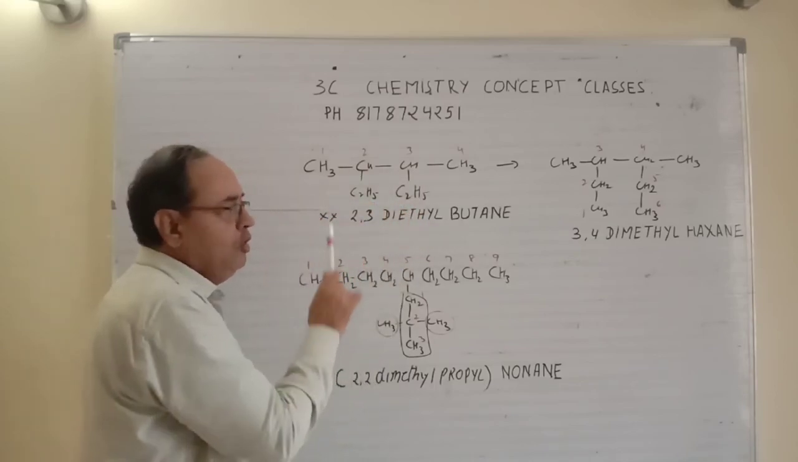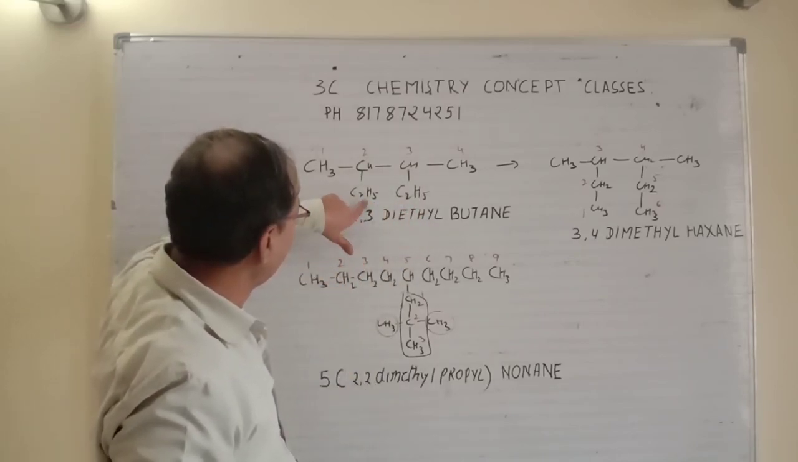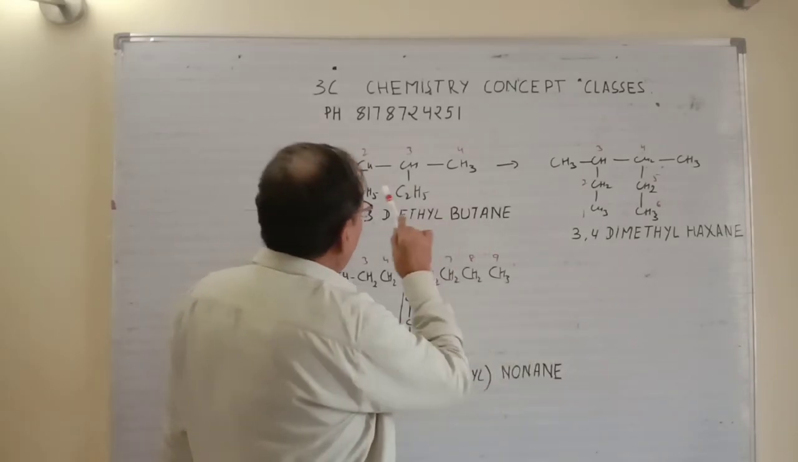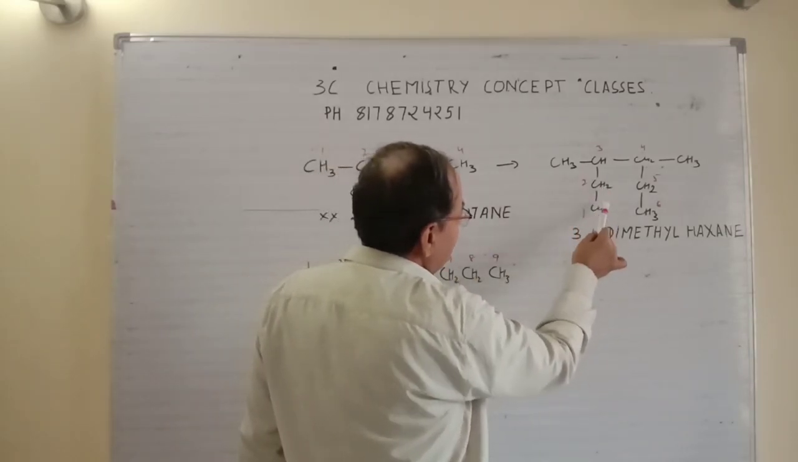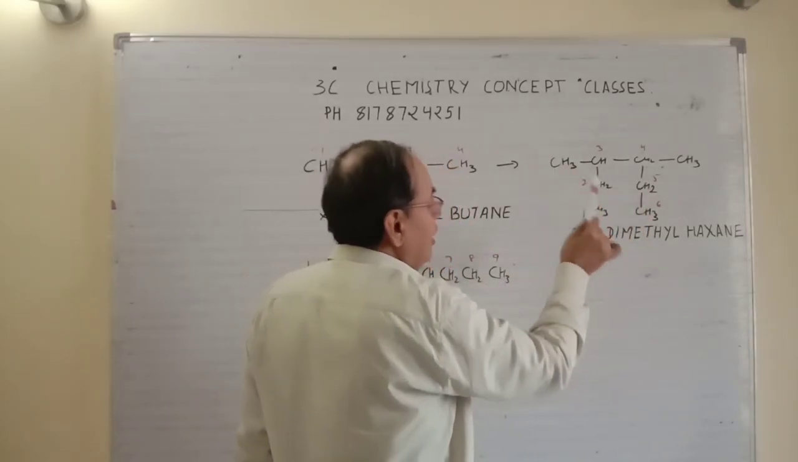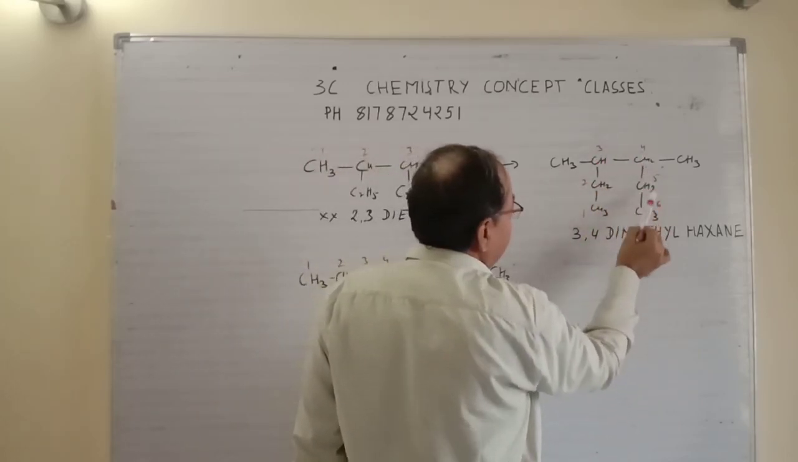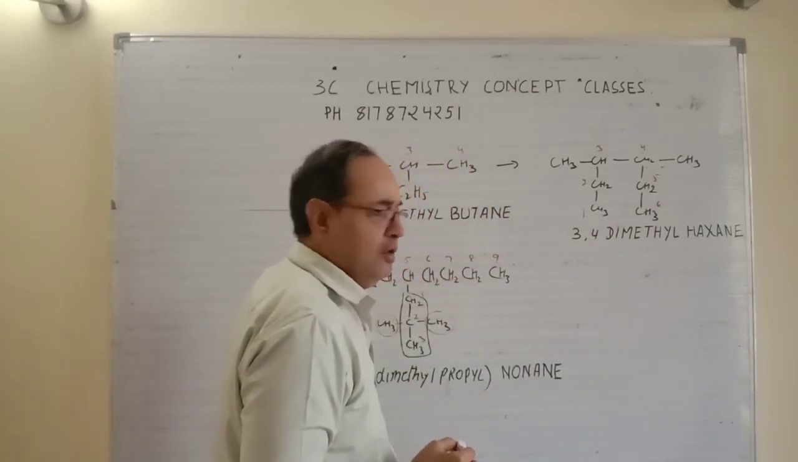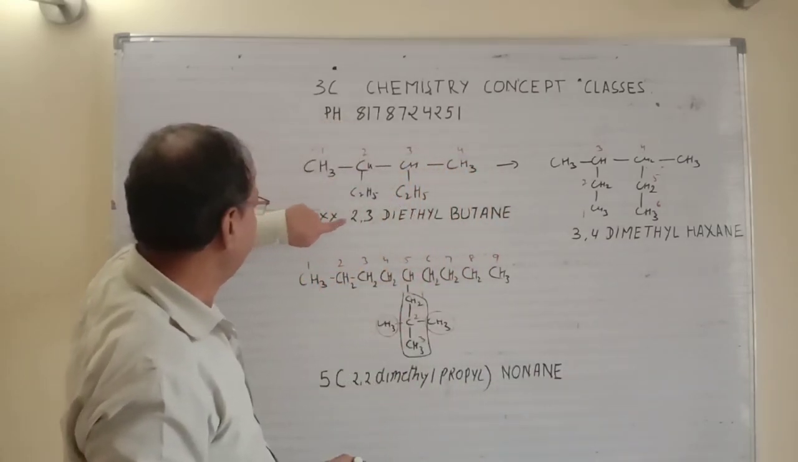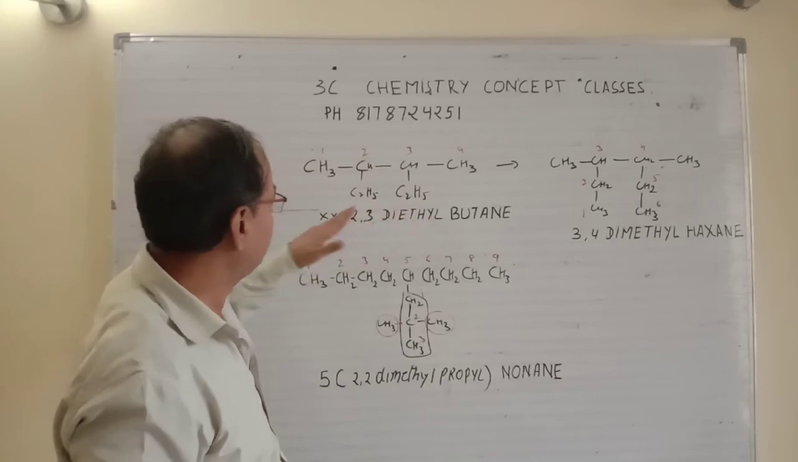But no, this is wrong. First of all you have to open this chain. So you have to open this C2H5 in this form, CH2, CH3, CH2, CH3. After opening this chain, you will find 1, 2, 3, 4, 5, 6 is the longest chain. So in this case, you would write the name 2,3 diethyl butane, but that is wrong.